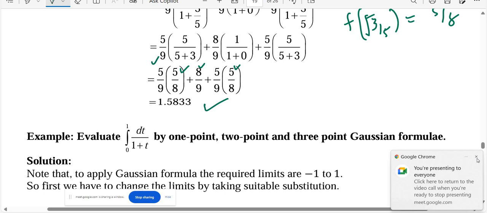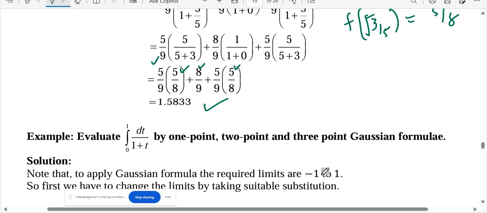Now we go for the second example, which is very important for you. Evaluate the integration 0 to 1 dt upon 1 plus t by 1 point, 2 point, and 3 point Gaussian formulas. If you observe here, your range of integration is not in the proper form for this method, because it is not in the form of -1 to 1 for the Gaussian formula. So we have to convert this into the Gaussian form, and then calculate our 1 point, 2 point, and 3 point Gaussian formula.